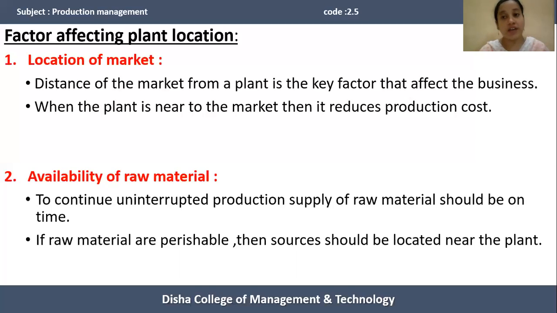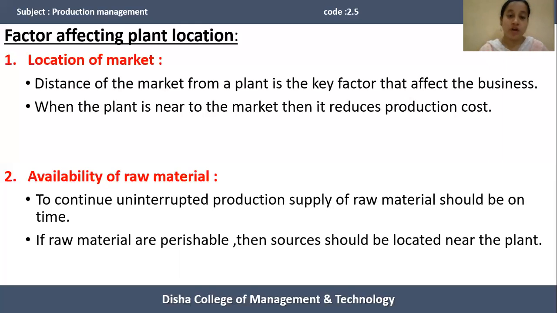If the plant is far away from the market, and in case any sudden high demand arises in the market, then the firm is not able to send its goods immediately to the market for fulfilling the demand. So sometimes the customer switches to another competitor. So the firm has to send its goods to the market at the appropriate time, so that the firm is able to sell its product.